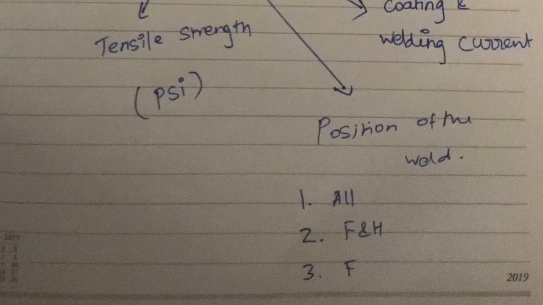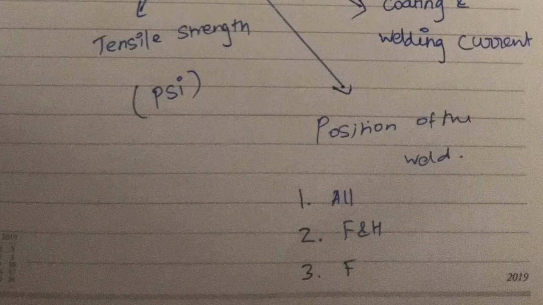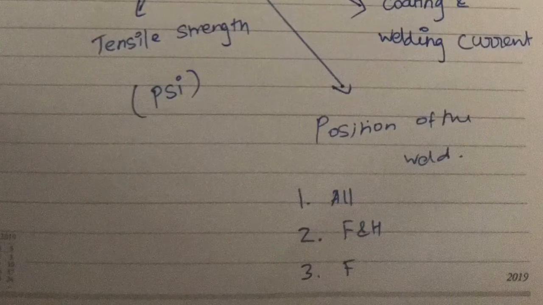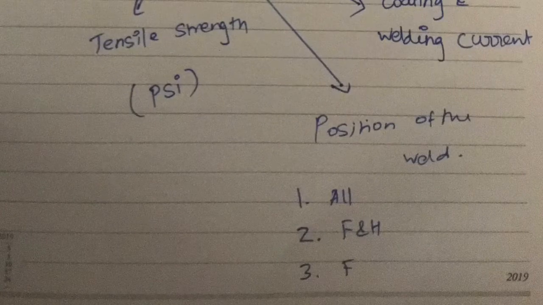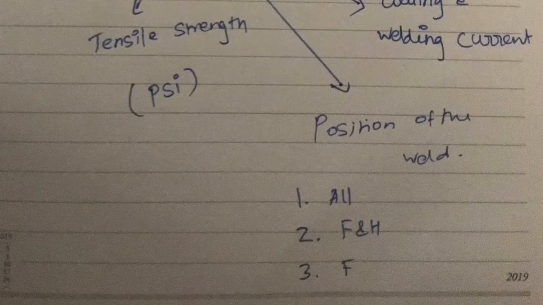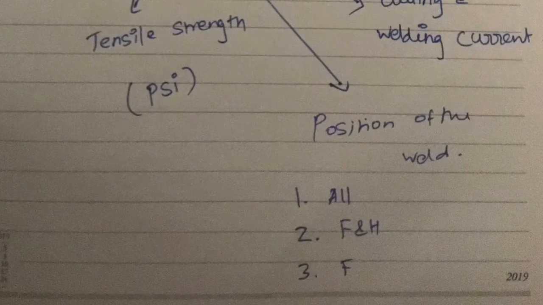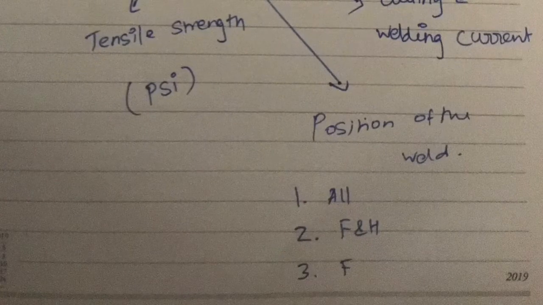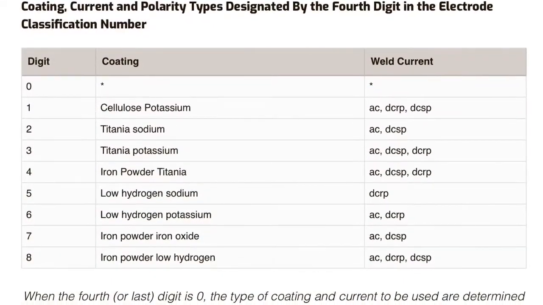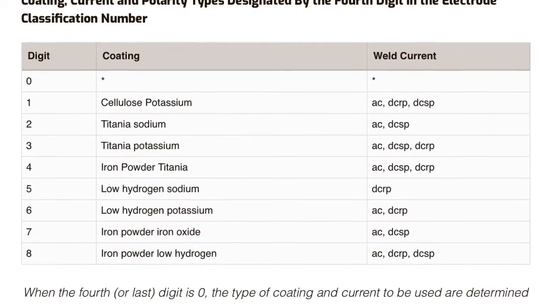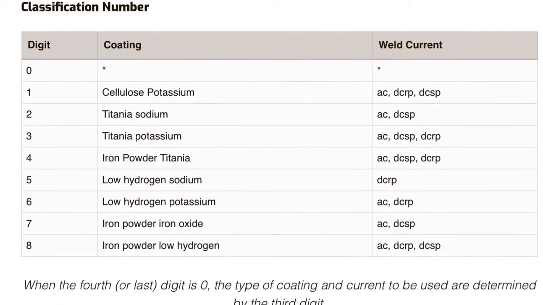The third number indicates the position of the welding electrode. If the number is 1, this electrode can be welded in all positions. If it is 2, this welding electrode is only for flat and horizontal positions. If it is 3, this electrode should be used for flat positions only. The fourth digit indicates which type of coating to be used and what is the polarity of the weld current.